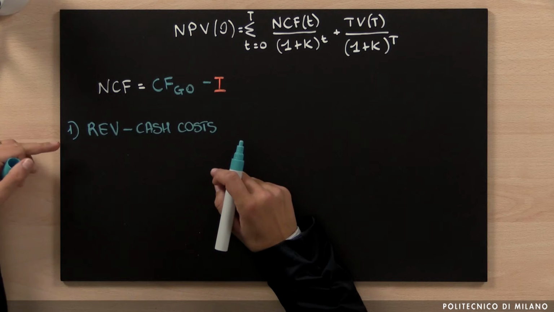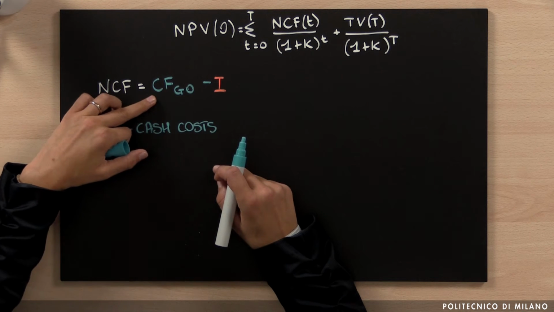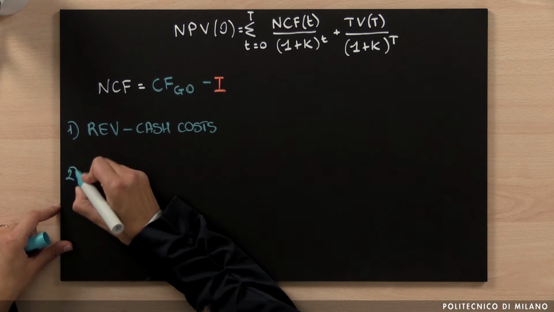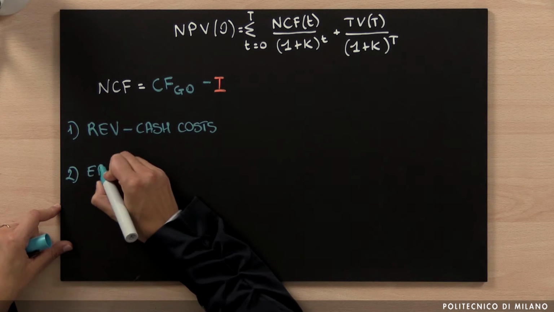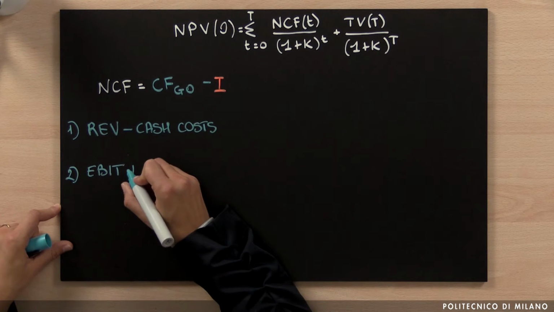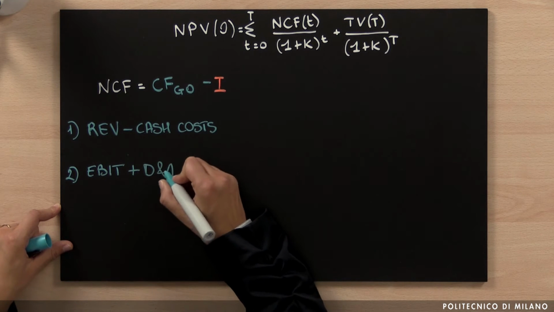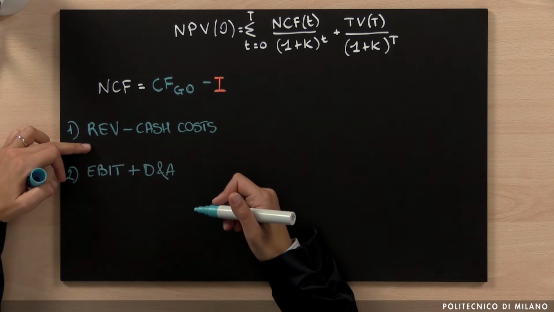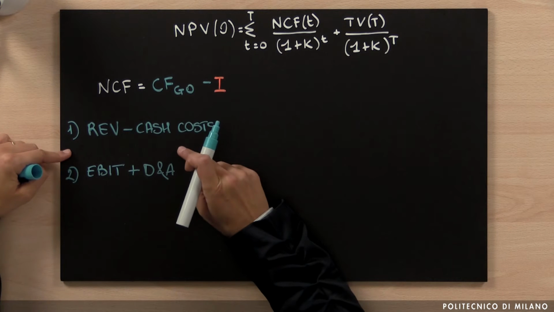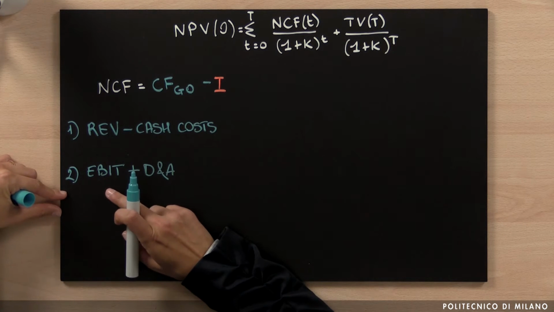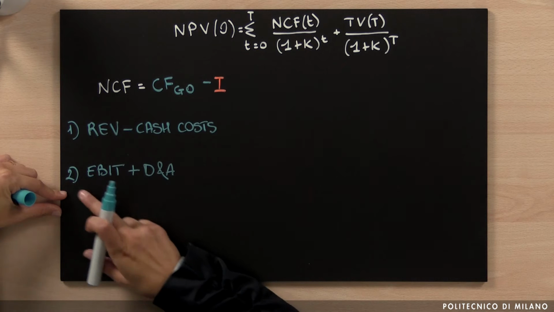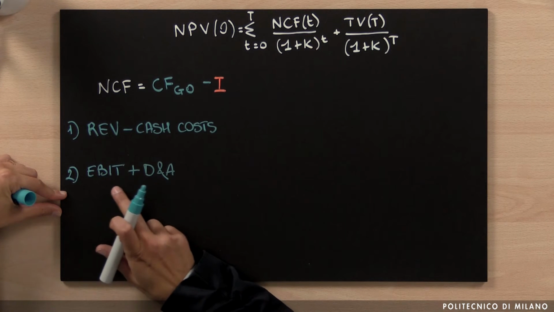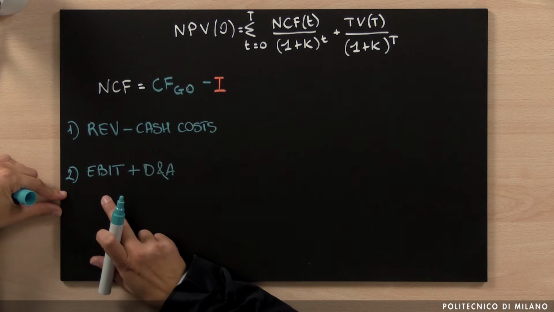That's the first approach. We can also calculate the cash flow gross operating in a second way, which is earning before interest and taxes plus depreciation and amortization. That's exactly the opposite of the first approach. Which is the best one? Well, I would say that it depends on the data that we have. If we have information on the revenues and the cash expenses, we would use the first approach. If instead we can use the income statement, it is more probably that we will have the detail on the earning before interest and taxes, and so we would go for the second approach.